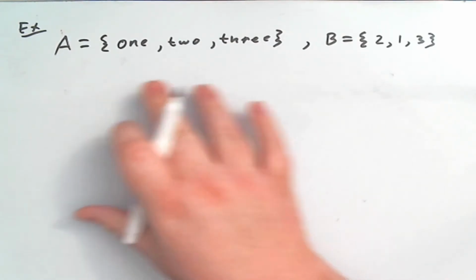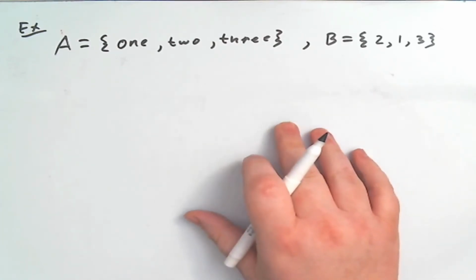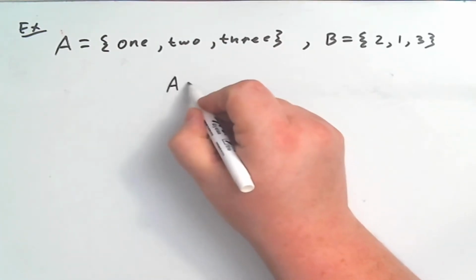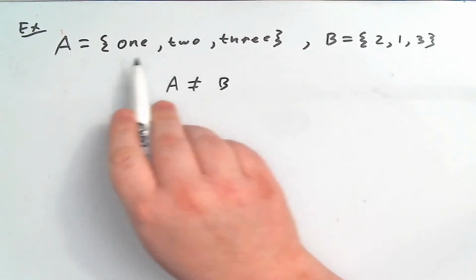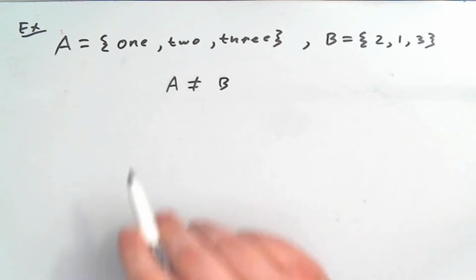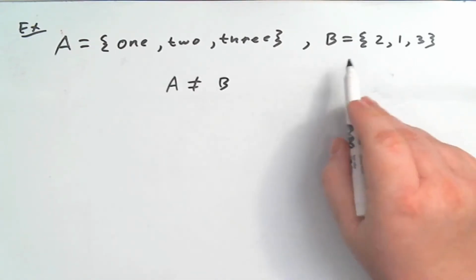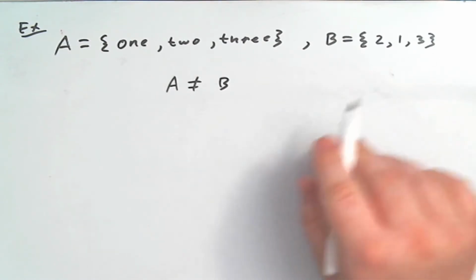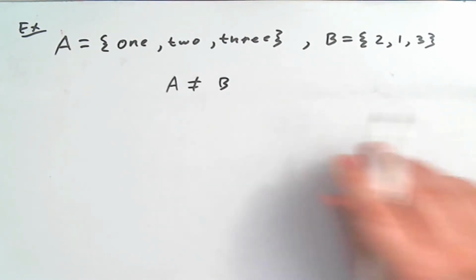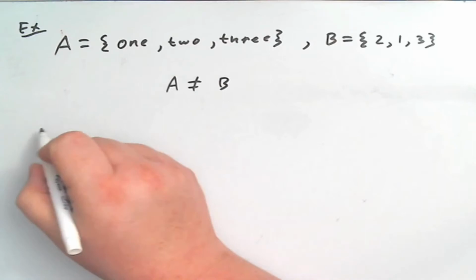Okay, so in this case, generally speaking, we would say that A is not equal to B, because again, A is the set of words 1, 2, 3, so the elements are words 1, 2, 3, and B is the set of numerals 2, 1, 3. The elements are numerals here. Okay? All right, let's take a look at another example.